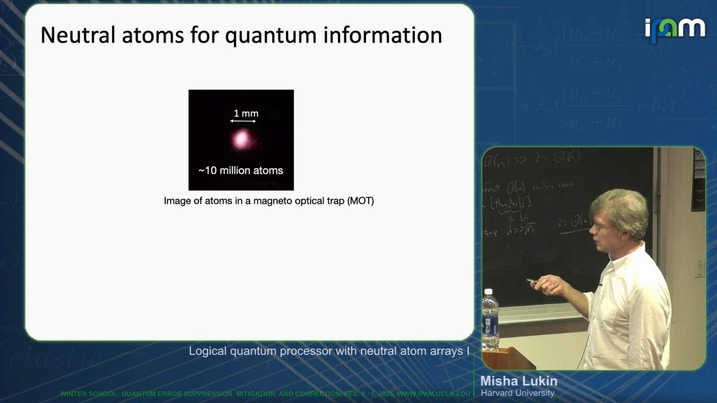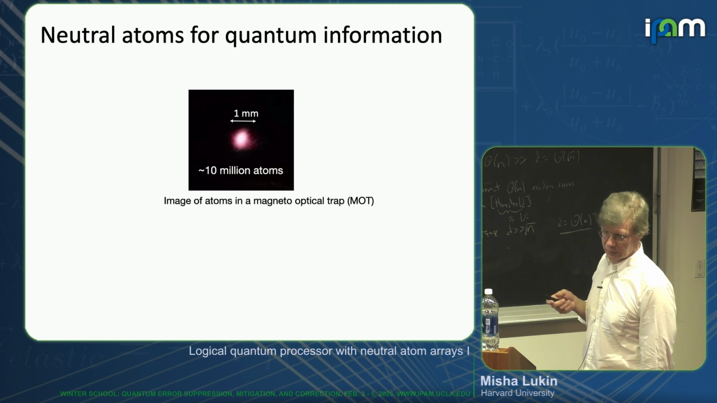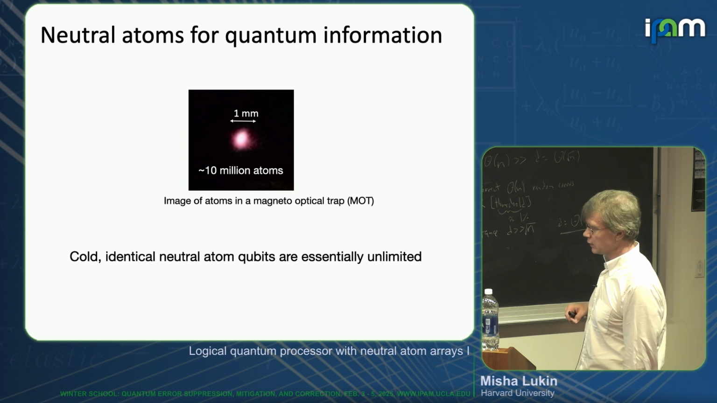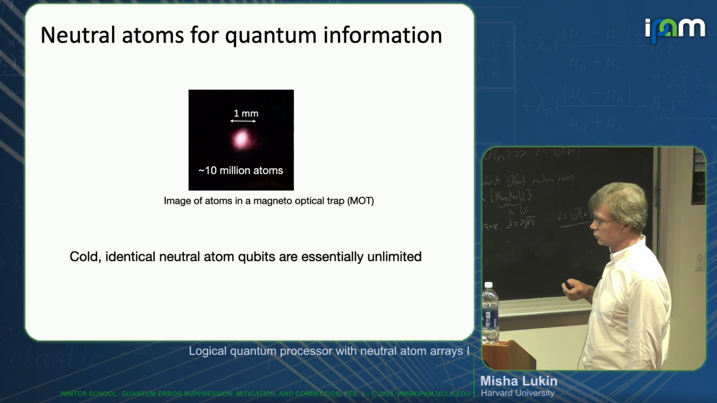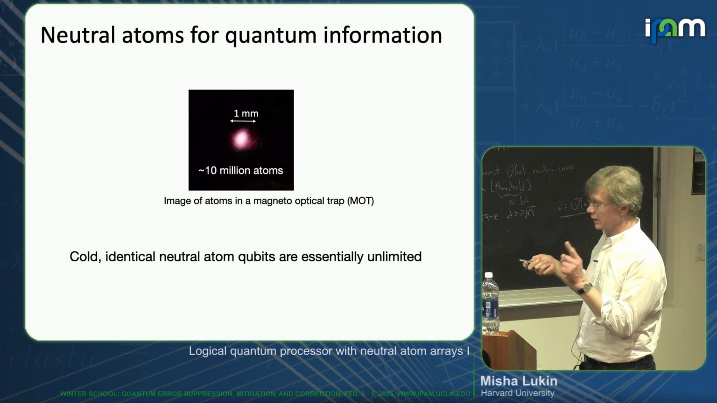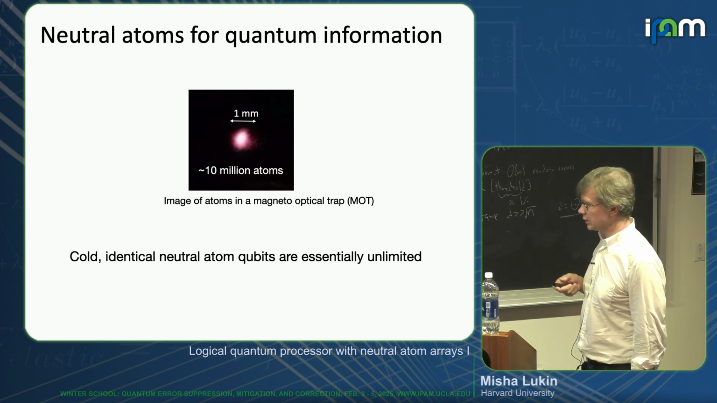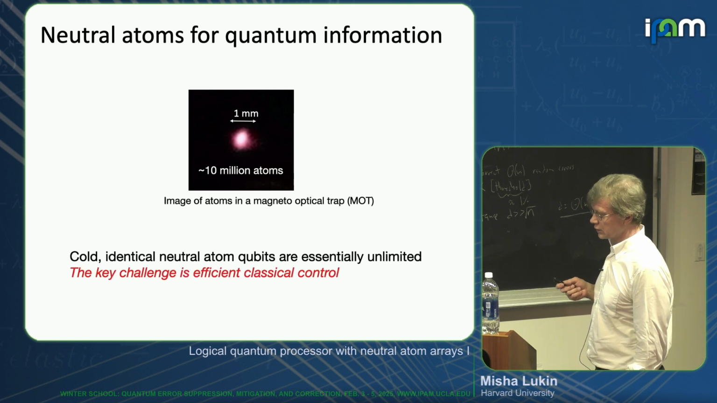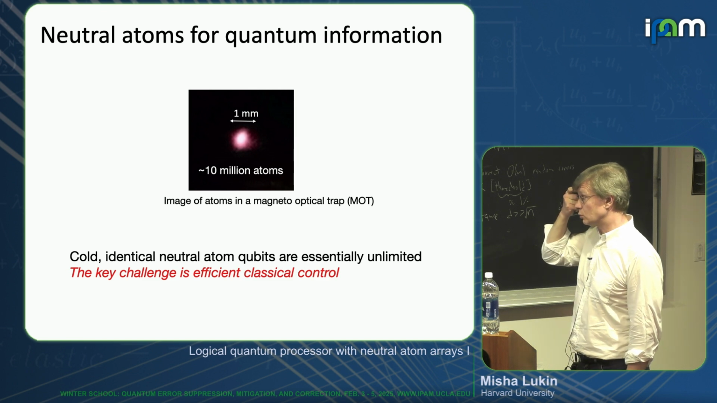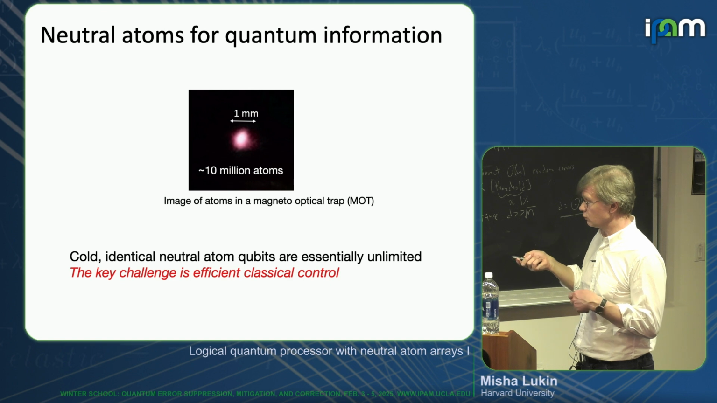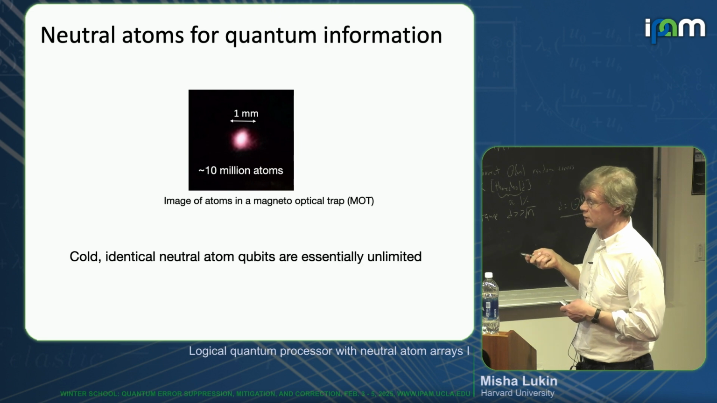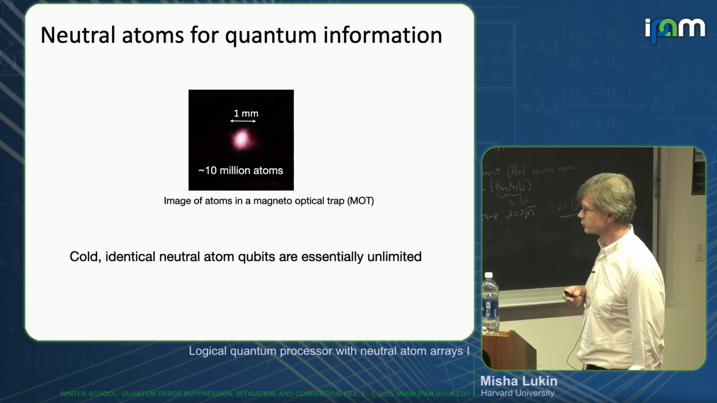In principle, if we could take these atoms and control them individually, we would have 10 million qubits. What it means is that cold, identical neutral atom qubits, and all of these atoms are actually identical, are essentially unlimited in number. The real challenge is efficient classical control. We will show you how to actually control these atoms, how to convert them into quantum simulators and quantum computers, by using optical techniques, by using optical tools.